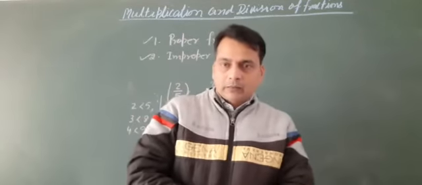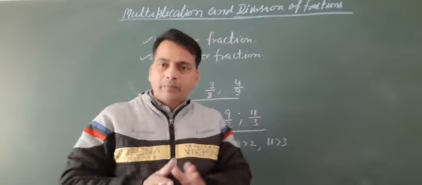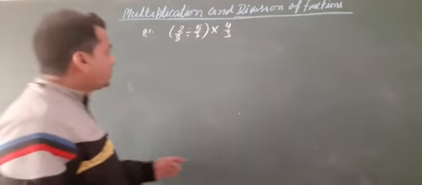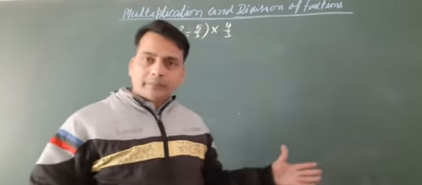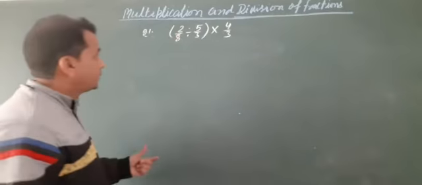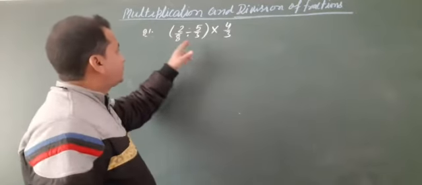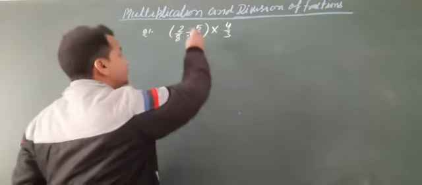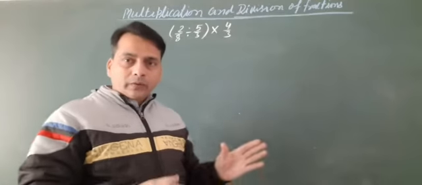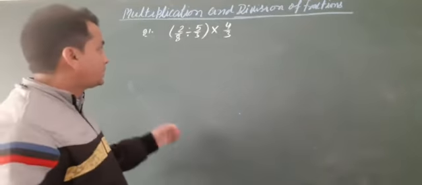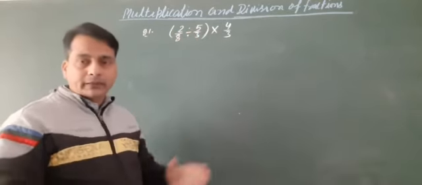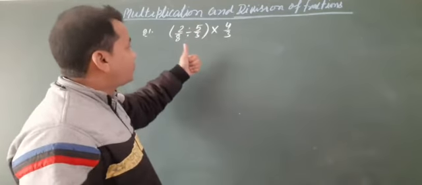So in this sequence, now we will discuss some applications based on fractions. Here is an example based on multiplication and division of fractions. The first question: 2 by 5 into (2 by 8 divided by 5 by 3) into 4 by 3. For this type of question, first solve the bracket, 2 by 8 divided by 5 by 3. So here we take the reciprocal of 5 by 3.